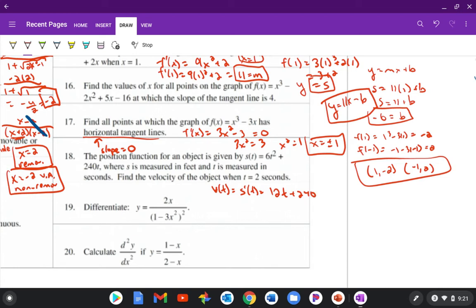And then we need to find it at 2. So we just do v of 2, plug it in, 12 times 2 plus 240, which would be 24 plus 240, which would be 264. And the units on that, looks like we had feet and seconds, so feet per second.